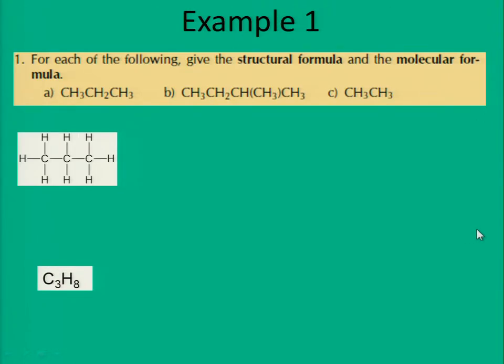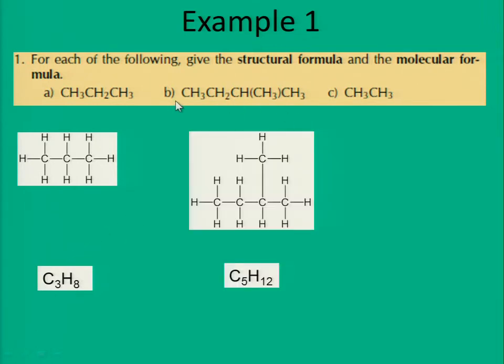Example 1. For each of the following, give the structural formula and the molecular formula. So for the first one, structural formula means show all the bonds. So there's 3 carbons, 1, 2, 3, there they are, each with all of their hydrogen atoms. Remember, a carbon always forms 4 bonds. And then the molecular formula, where you do not show any bonds, C3H8. You just count the amount of atoms.